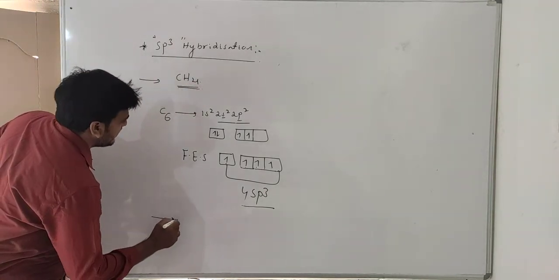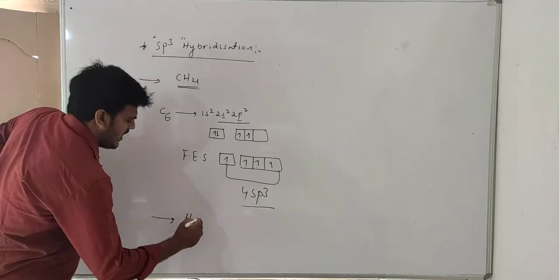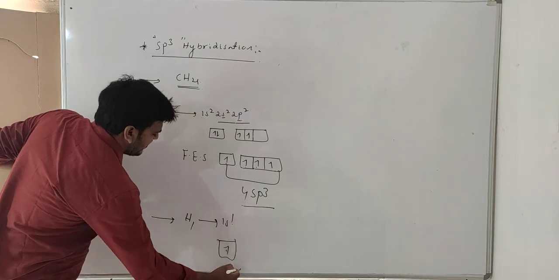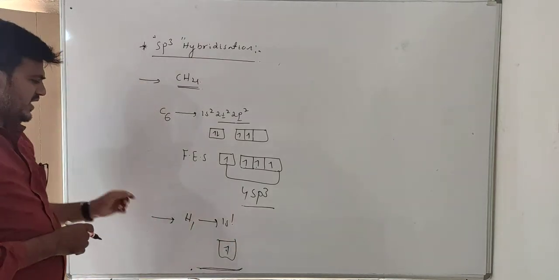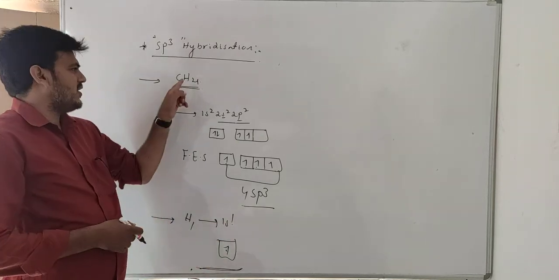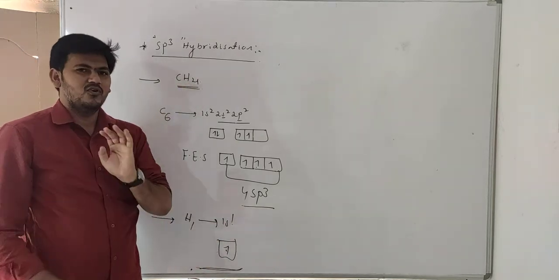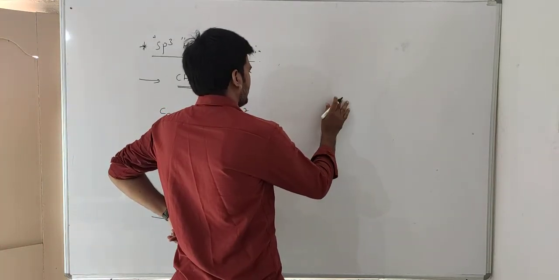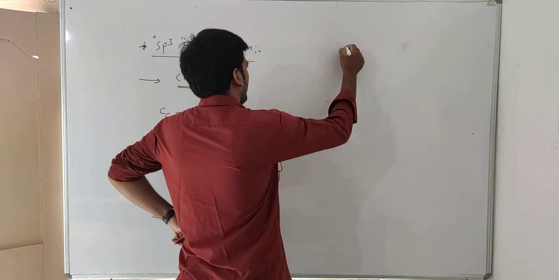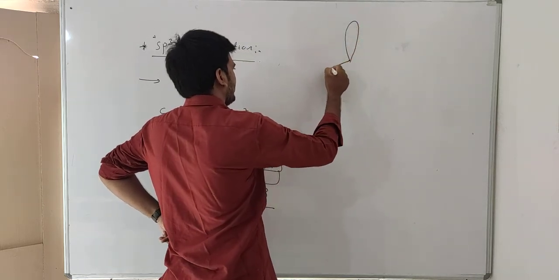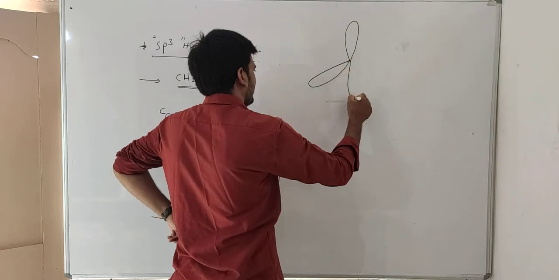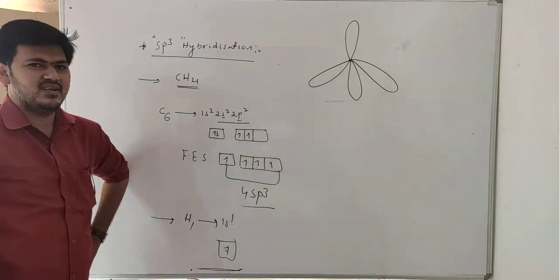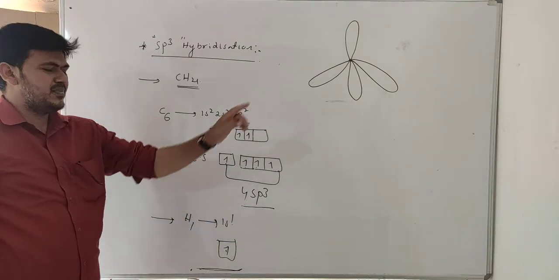Hydrogen has atomic number 1 and electron configuration 1s1. So there is only 1 s orbital and only 1 electron. Every hydrogen has 1 unpaired electron, and total hydrogen atoms are 4, so total unpaired electrons are 4. Clear? So first of all, carbon has 4 sp3 hybrid orbitals: first one, second one, third one, fourth one. 4 moles of sp3 hybrid orbitals.